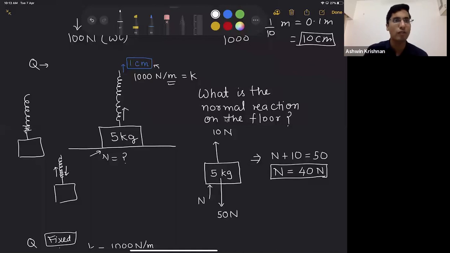So that is the reason you have to think. It's a good question that you are asking, Akul. But if you're lifting a body, the normal reaction will obviously have to decrease. It has to be less than 50 only. It can be greater than 50 if you take it the other way.